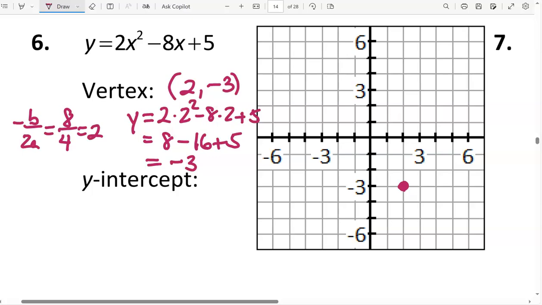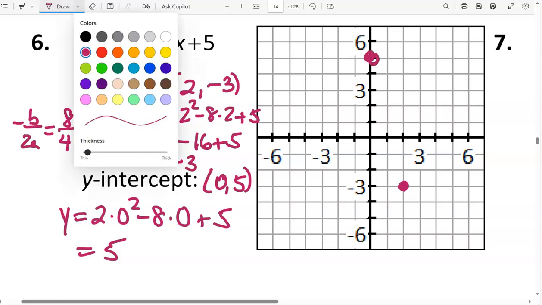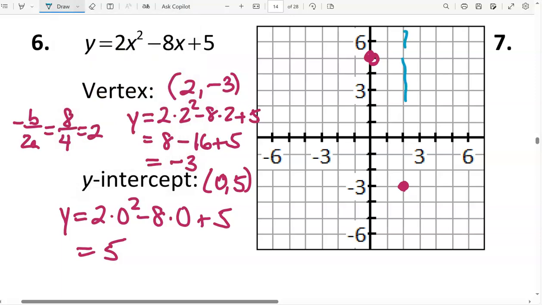And then our y-intercept is the point when x is equal to 0. So that's 2 times 0 squared minus 8 times 0 plus 5, which is 5. So the y-intercept is (0, 5). And we know that the vertex goes through the axis of symmetry. So I'm going to draw that in, and the y-intercept has a point that can be reflected to the other side, and it also sits on that parabola. So that gives us our 3 points, which is enough to provide a fairly accurate graph.